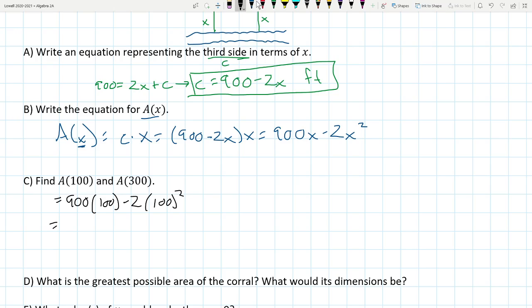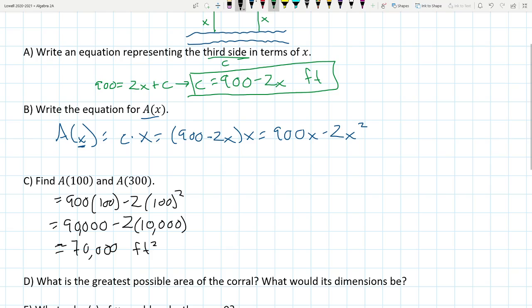I could bust out the calculator, but we don't really need to. So let's see, 9 times 1 would be 9, and then 4 zeros, minus 2 times 100 squared. Well, that'd be 2 and 4 zeros again. So that'd be 90,000 minus 20,000. So that would just be 70,000 square feet. Let's not forget our units, square feet.